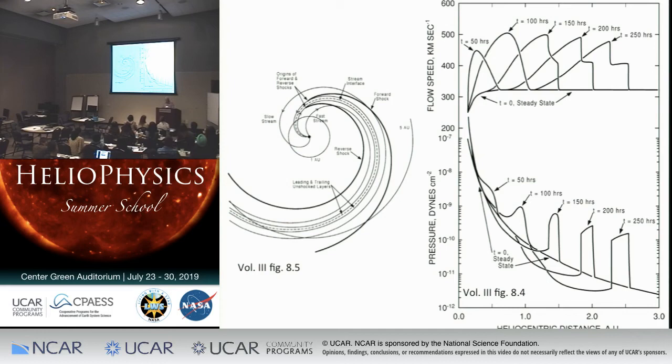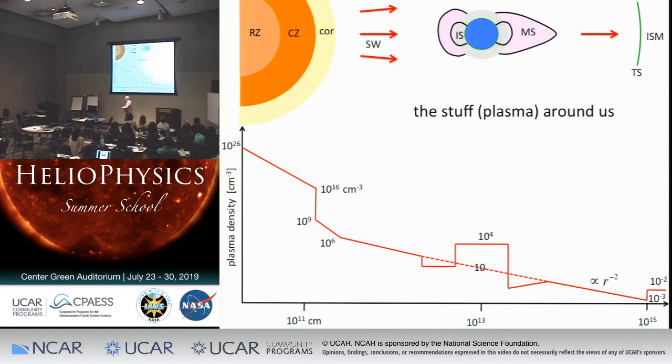So let's just pull back and think about what this means for the whole heliophysics system. Here, I've taken the radiation zone and the convection zone, which we haven't talked about, the corona and the solar wind, and then here is a planet with the ionosphere and the magnetosphere around it, and we'll come back on Thursday to more of this.